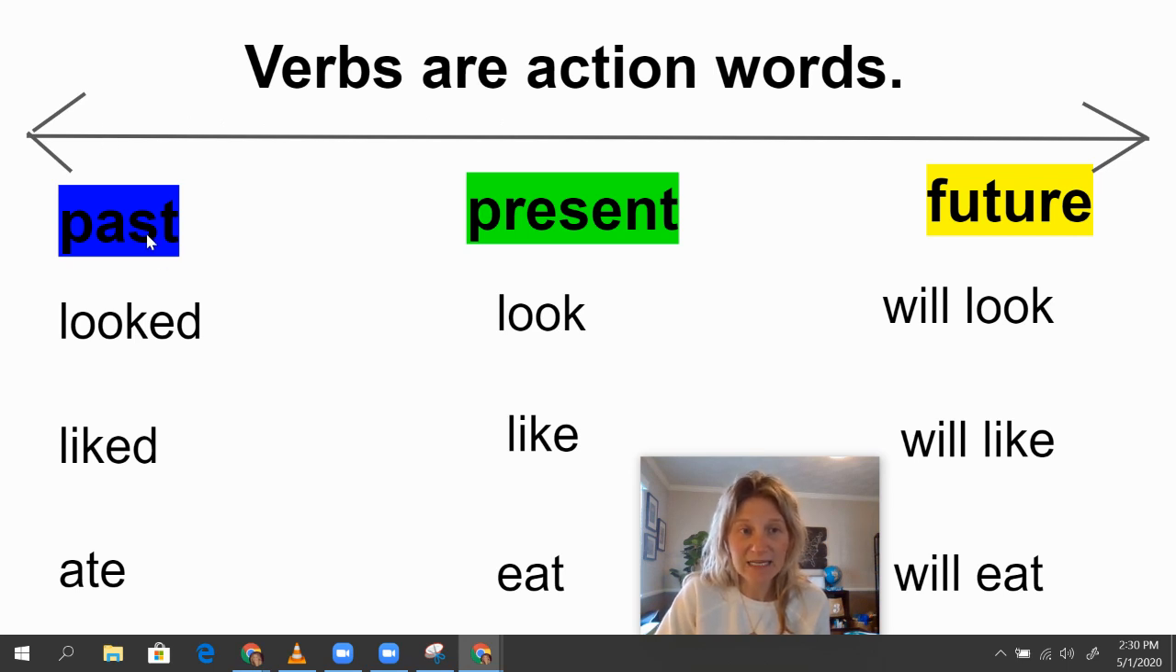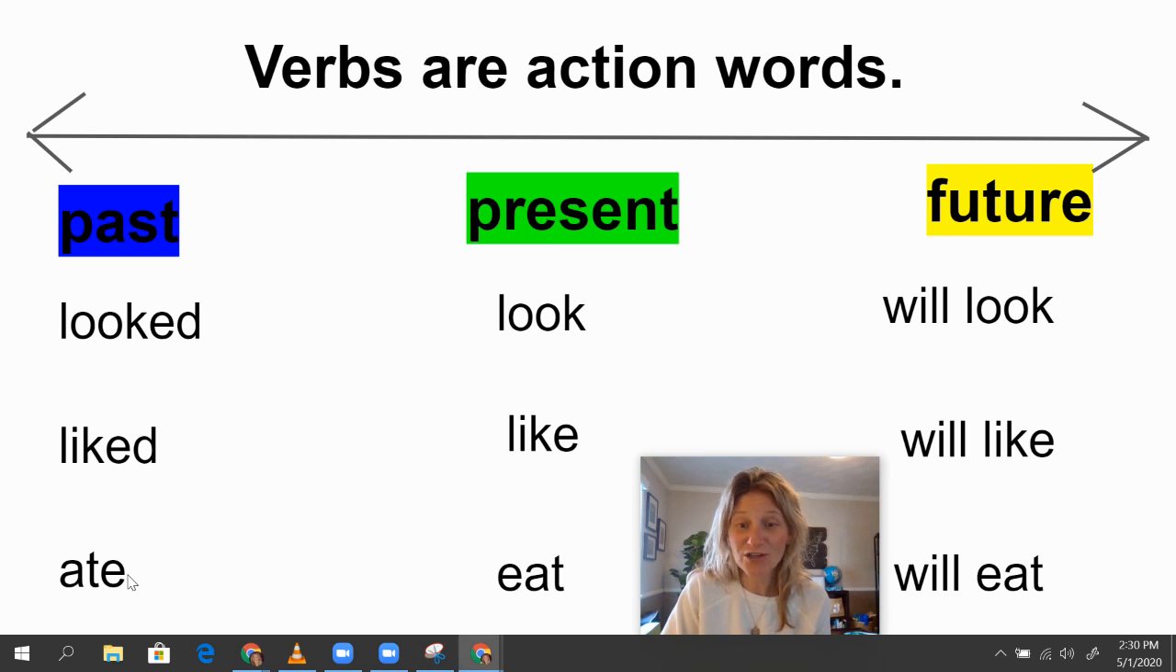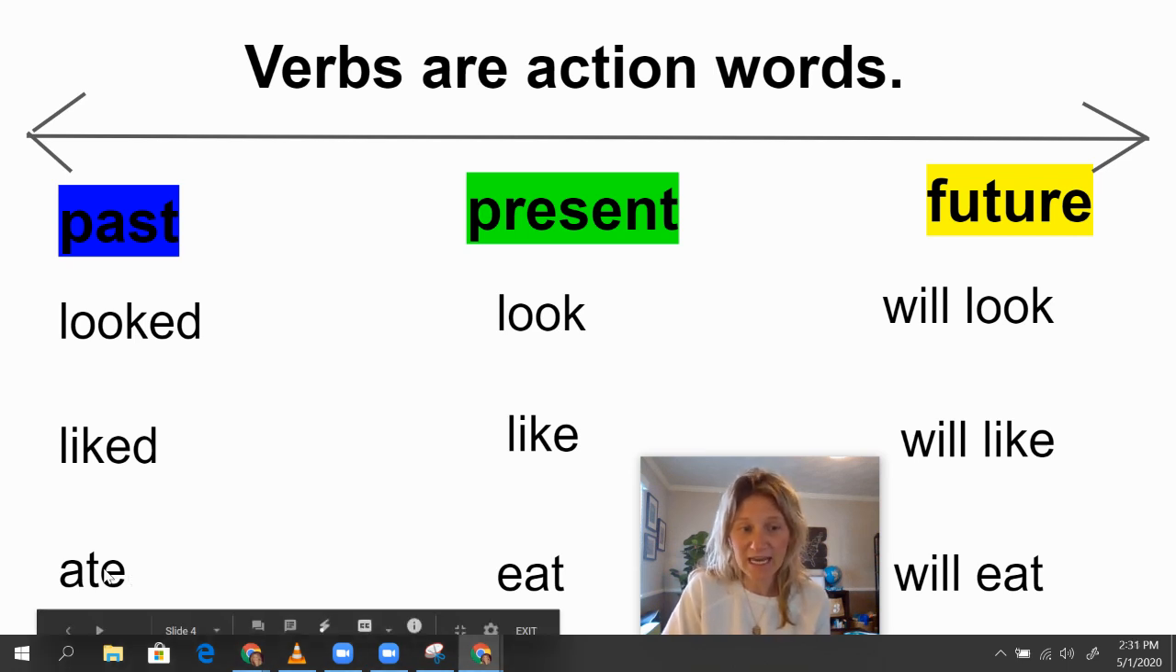In the past, it means it happened yesterday or a month ago or a year ago. Past tense verbs have an ed at the end. Looked, liked. Sometimes there are irregular verbs, and those are spelled differently. They don't have an ed at the end, like the word ate.